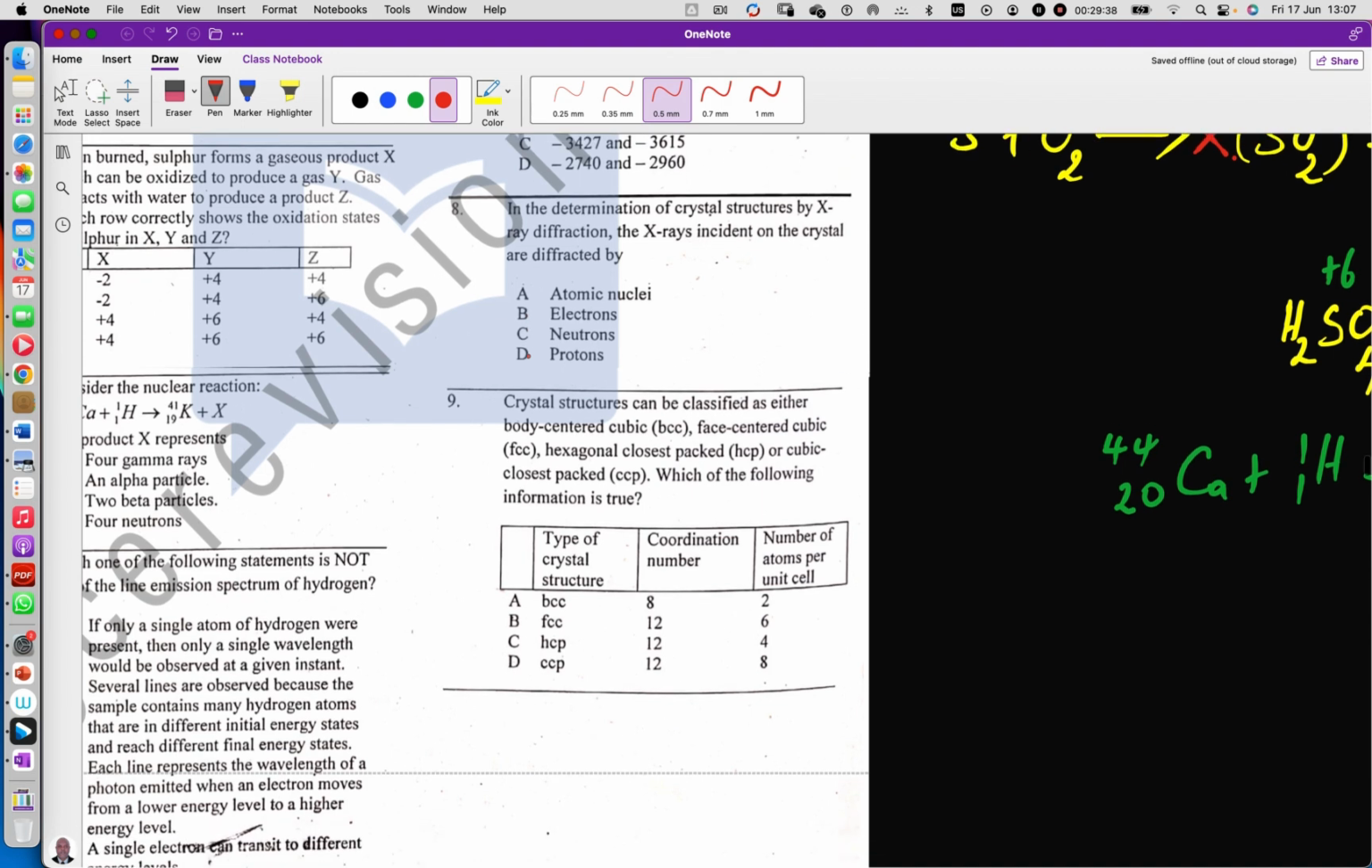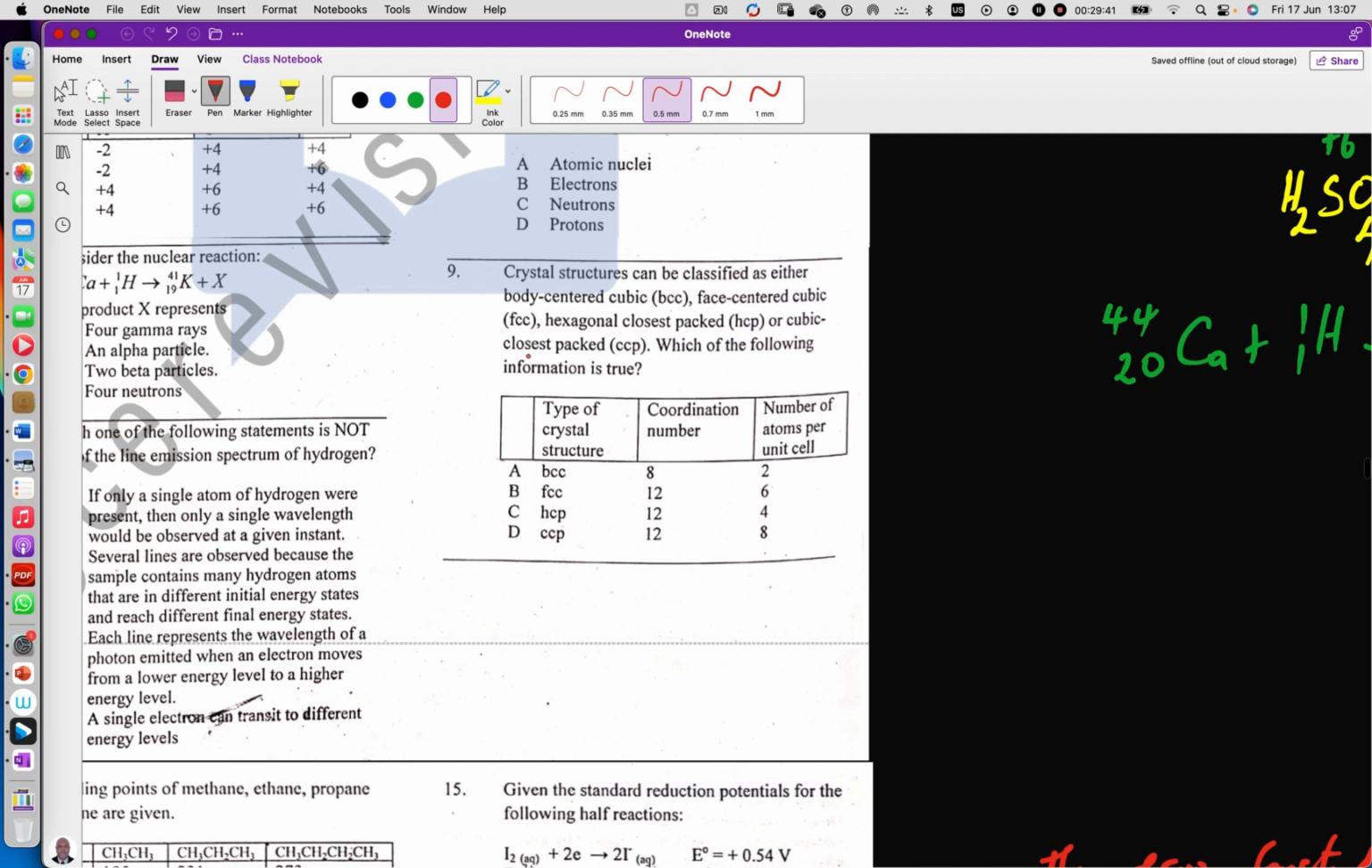Number 9. Crystal structures can be classified as either body-centered cubic, face-centered cubic, hexagonal closest packed, or cubic closest packed. Which of the following information is true? Of course, the information on cubic closest packed is not right. The information on hexagonal closest packed is not right. The information on face-centered cubic is not right.